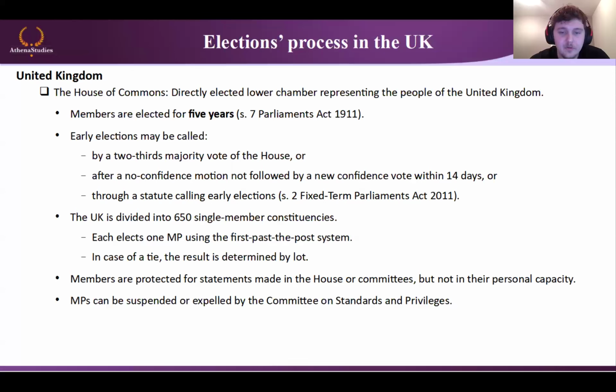Members are protected for statements made in the House or committees, but not in their personal capacity. And MPs can be suspended or expelled by the Committee on Standards and Privileges.